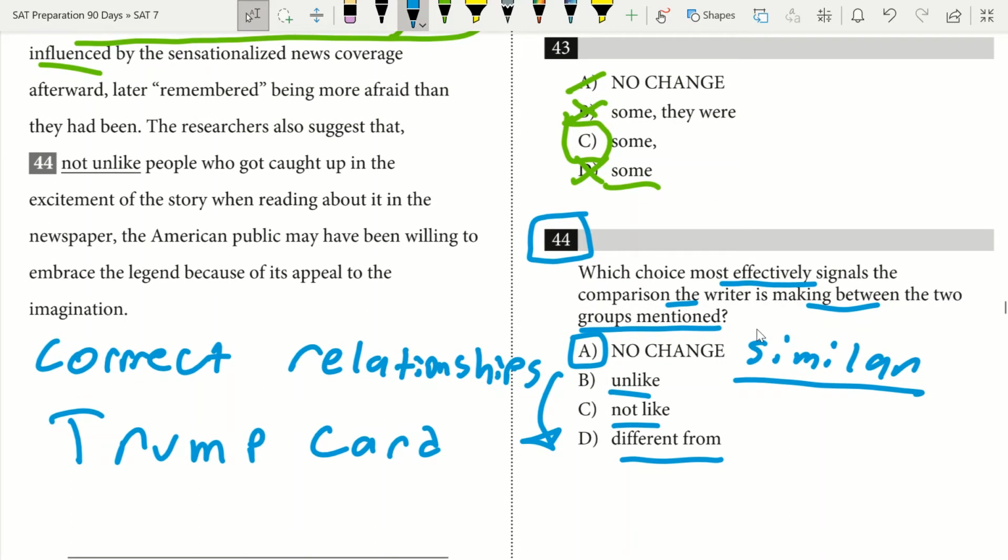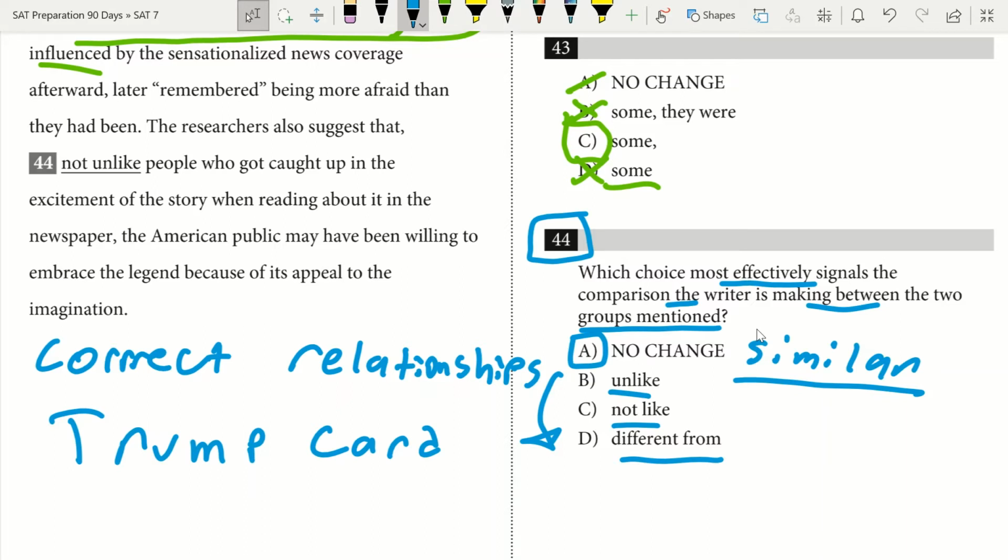So you haven't obviously read this passage, and I'm not going to make you read the whole thing, so I'll just give you a quick summary. It talks about how people got caught up in the excitement of this news story on the radio about aliens, and people believed it. And then it talks about how the American public embraced the legend that a ton of people were believing it, when in reality, probably not that many people actually believed it.